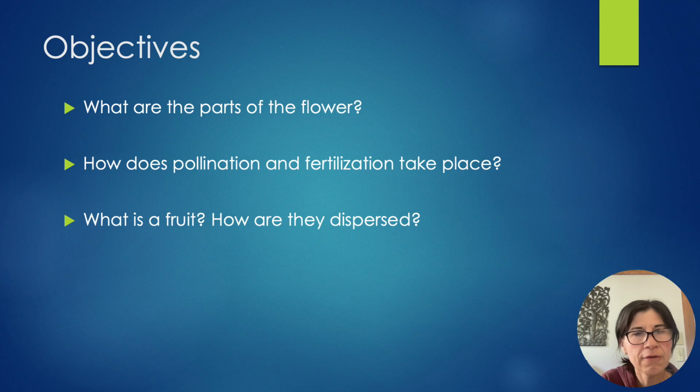So we are going to cover first parts of the flower, then we're going to discuss how pollination and fertilization take place, then what a fruit is and how they're.